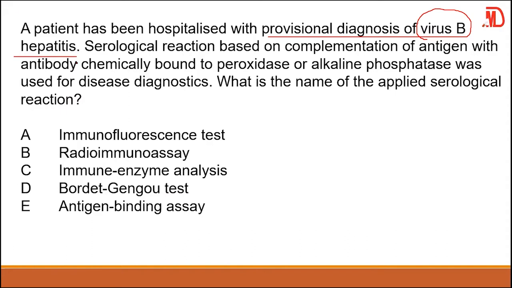Now, they are saying that a serological reaction based on complementation of antigen with antibody chemically bound to peroxidase or alkaline phosphatase was used for the disease diagnosis. What is the name of the applied serological reaction?